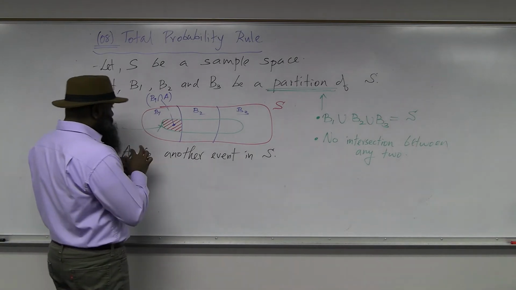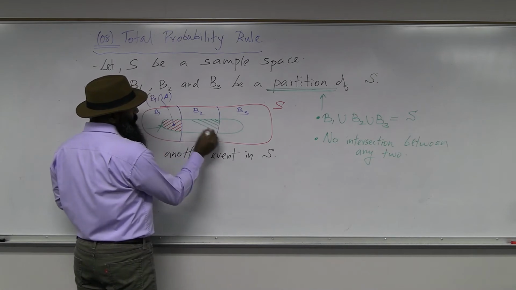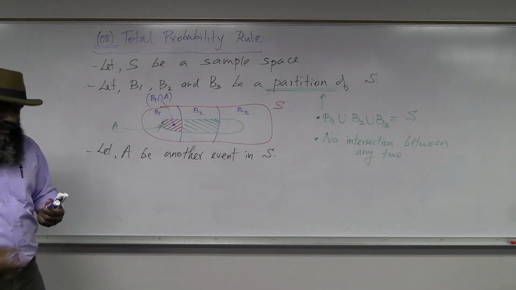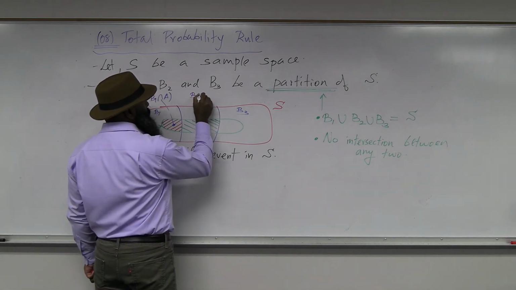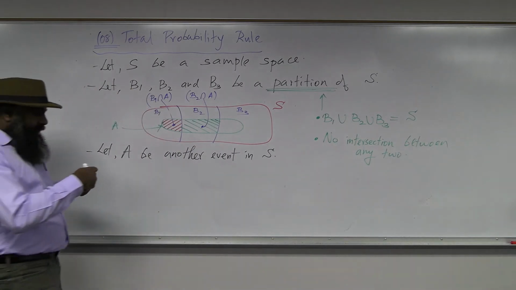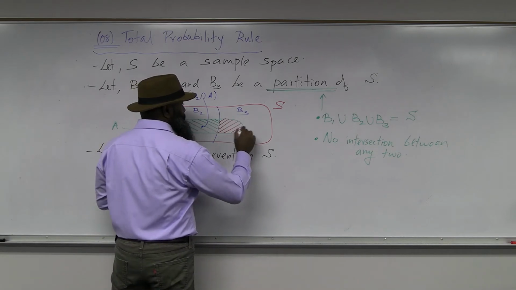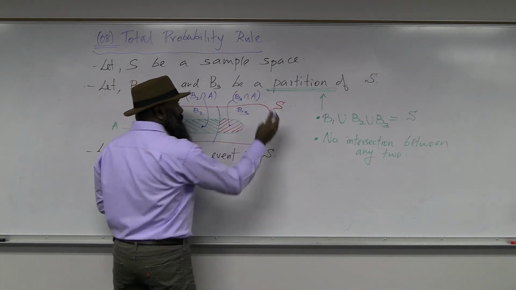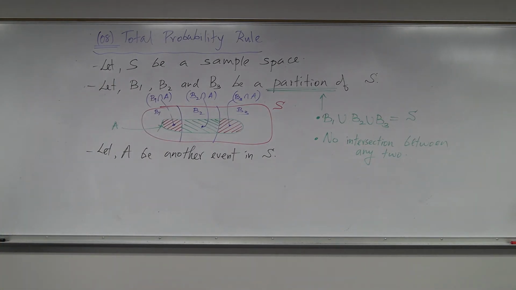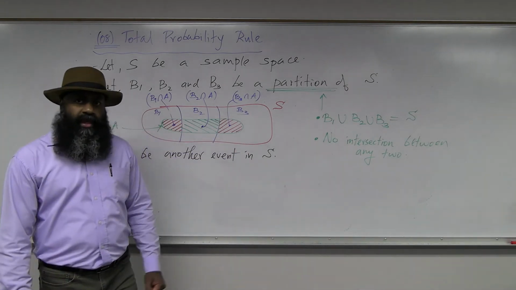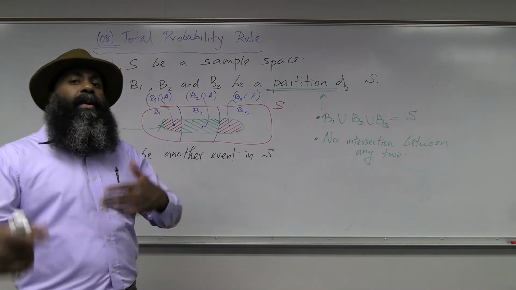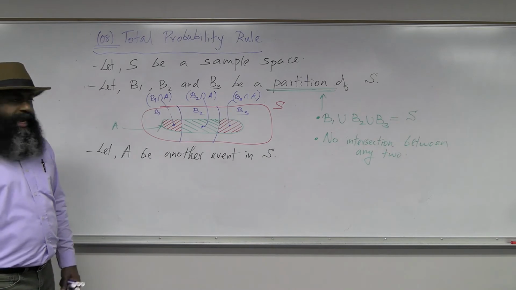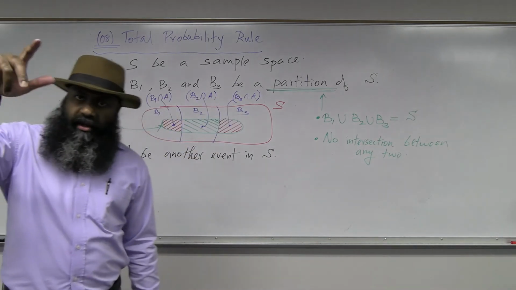And similarly, look at this part in the middle. How can you label that? That can be labeled as B2 intersection A. Similarly, if I shade this piece, which is now in B3, I can label that part as B3 intersection A. Correct? Now, if you look at those three pieces, that itself is a partition of the set A, because there is no intersection between any two of these, and if you take the union of all of these pieces, they form A.